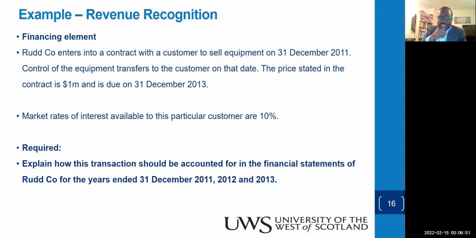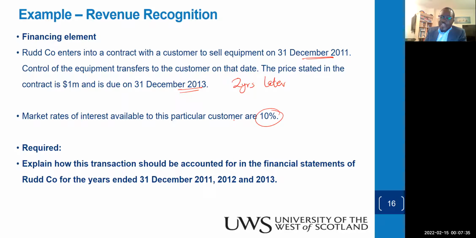Now let's move on. Financing element, we're taking an example. For example, Rand Company enters into a contract with a customer to supply equipment on 31st December 2011. Control of the equipment will transfer to the customer on that date. The price stated in the contract is 1 million and is payable in 2013. Can you imagine? We supply the goods to you on this date and you pay us 2 years later. Market rates of interest available to this particular customer is 10%.